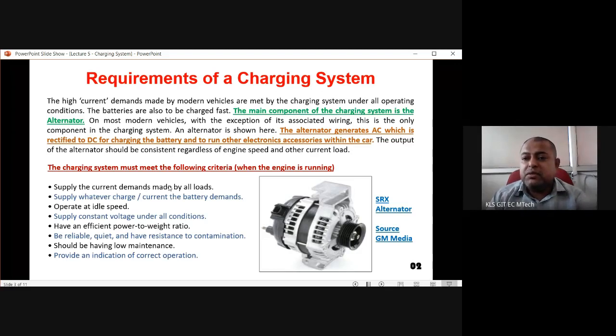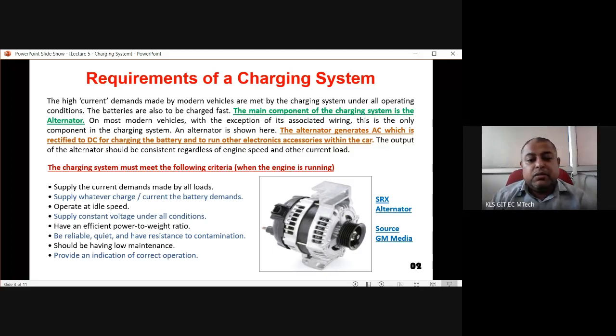Alternators have an efficient power to weight ratio. That means the alternator should not be bulky. 10-15 years back, the alternator size was huge, but as days go by, electronics and all these things are improving. So with a very compact, small alternator, we can generate a huge amount of power.